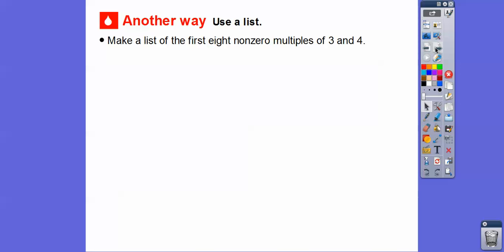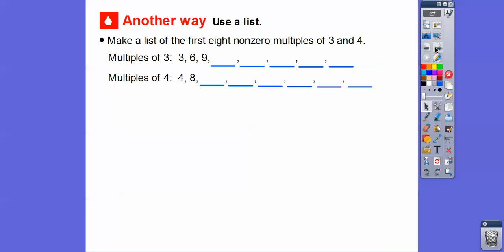Okay, so another way we can make a list, you guys. So let's make a list of the first 8 non-zero multiples of 3 and 4. Okay, so we started here with multiples of 3: 3, 6, 9, and what we're doing, we're just adding 3. 3 plus 3 is 6, plus 3 is 9, 9 plus 3 is 12, 12 plus 3 is 15, plus 3 is 18, finally 21 and 24.